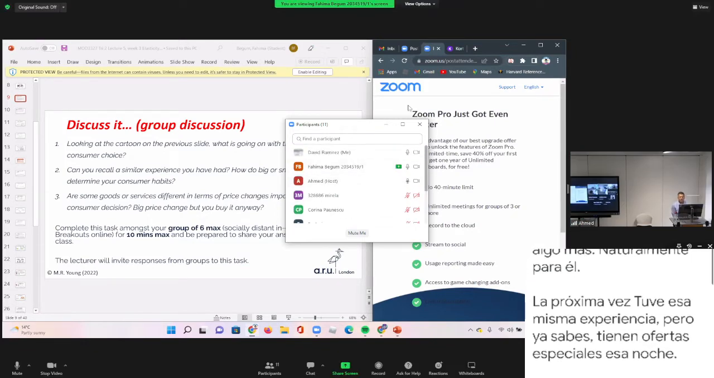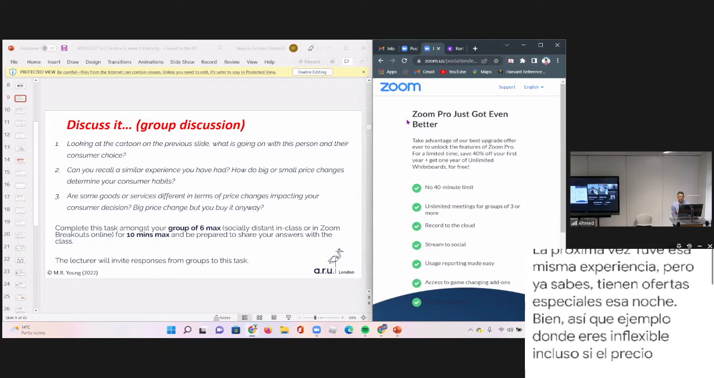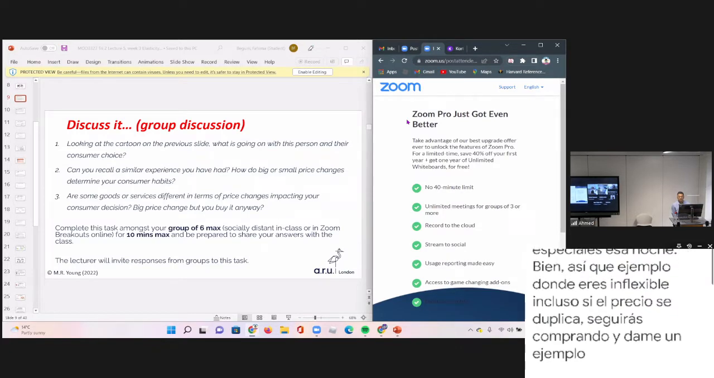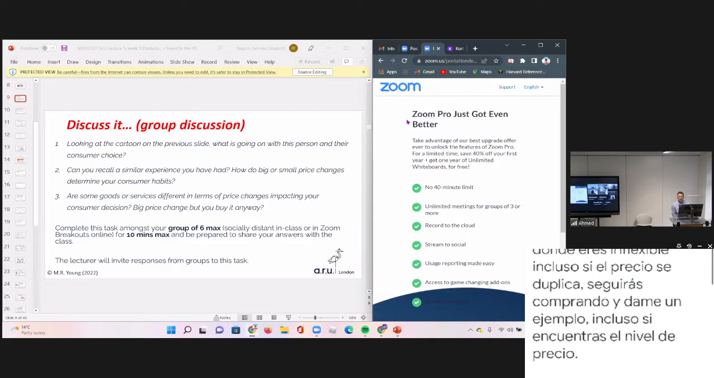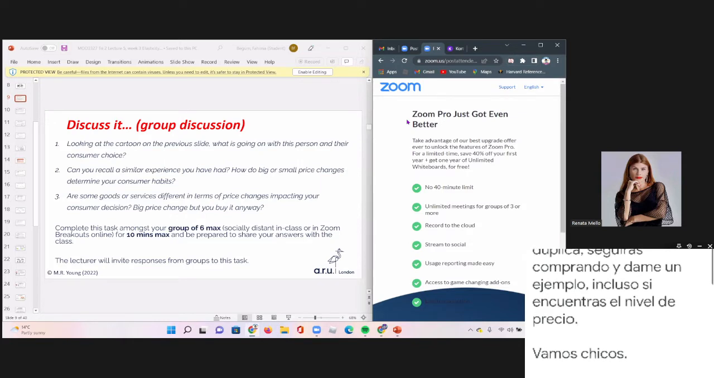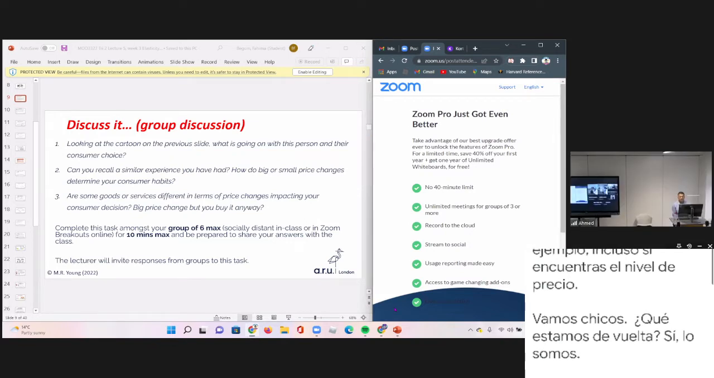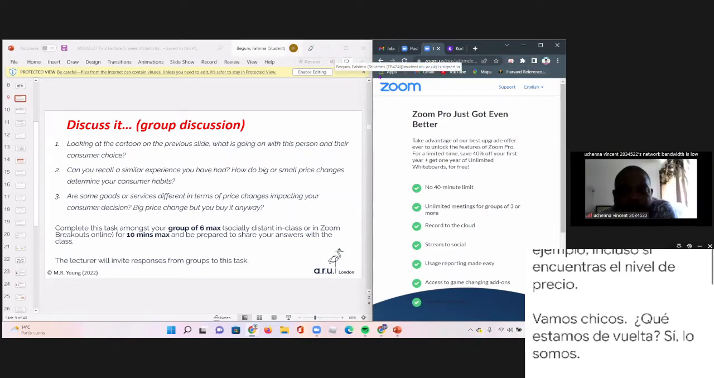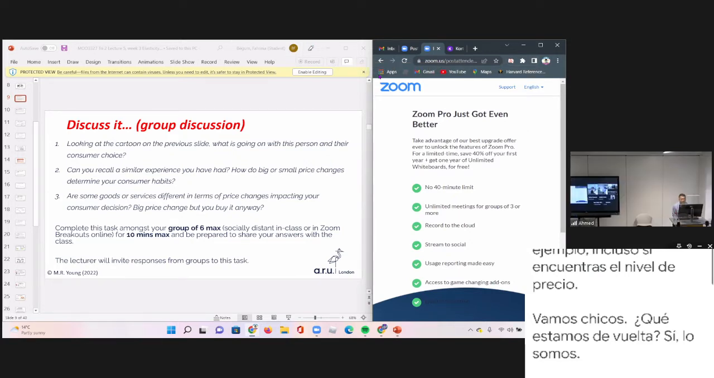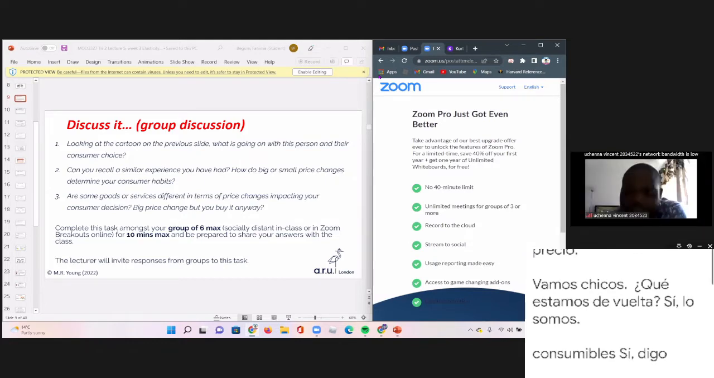Okay, so can anybody give me an example where you are inflexible? Even if the price doubles, you will still buy. Can you give me an example? Even if the price doubles, you will buy. Come on, guys. Where are you inflexible? Are we back? Yeah, we are. Can anyone give me an example where even if the price doubles, you'll still buy it? Consumable goods. Yeah, I said consumable goods, like goods we buy and eat, for example.